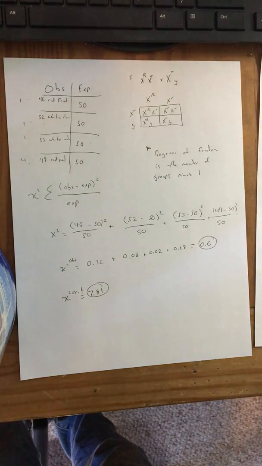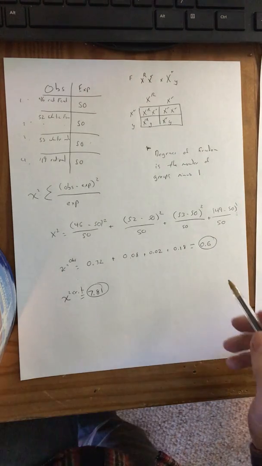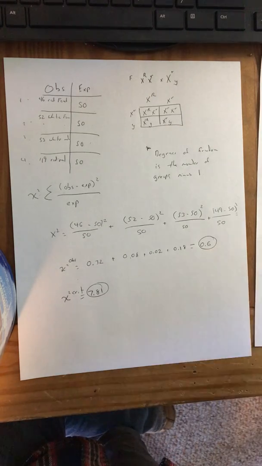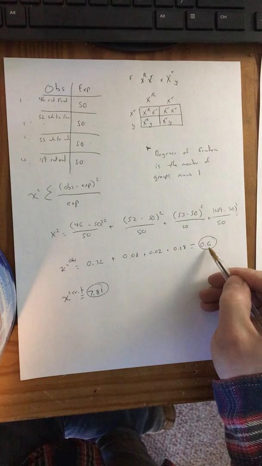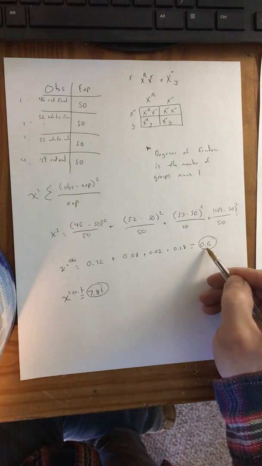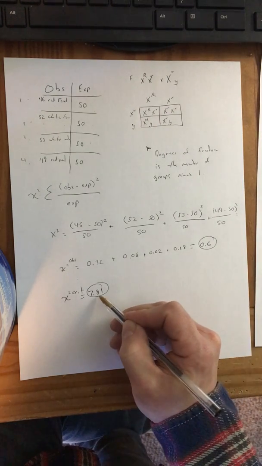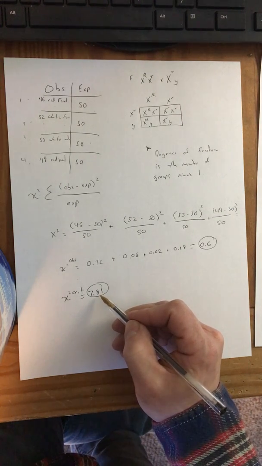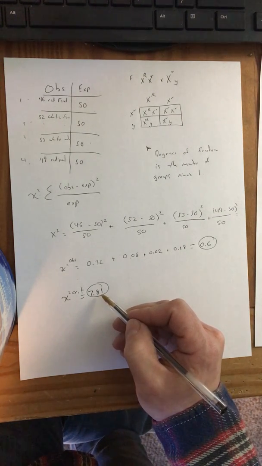It says here, give your answer to the nearest tenth. So we got that. We pretty much already answered the problem. If you want to go to the extra step of saying what we would do here, in this case we would fail to reject the null because our chi-observed value is actually lower than the chi-critical. So it doesn't meet that threshold to say that we can refute the hypothesis.